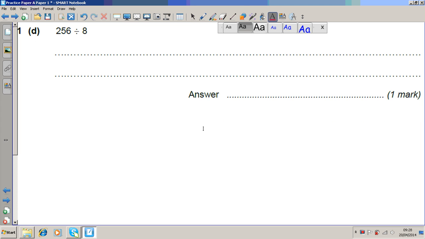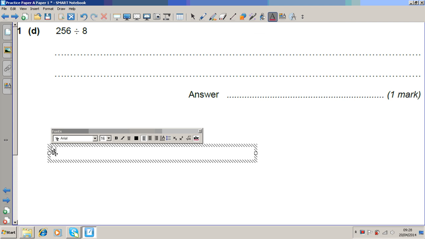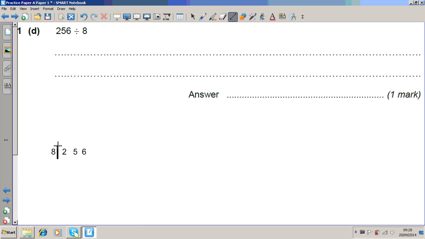So 256 divided by 8. Again, lots of ways of doing this. I'll do bus shelter first because I think that's probably the method that most people would do. It wouldn't be the method that I would choose, but okay, so to do this we say, well, how many times does 8 go into 25? That goes into it 3 times, remainder 1, because 8 times 3 is 24, so there's 1 remainder to get to 25. Then how many 8s go into 16? 2. So your answer is 32.